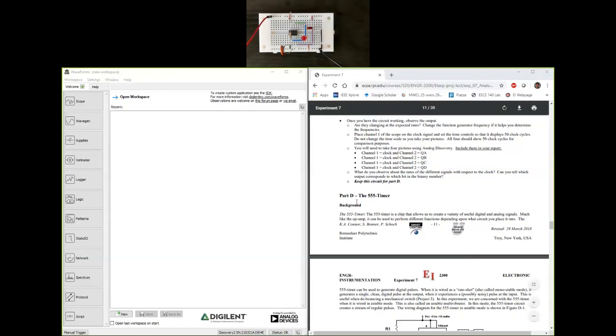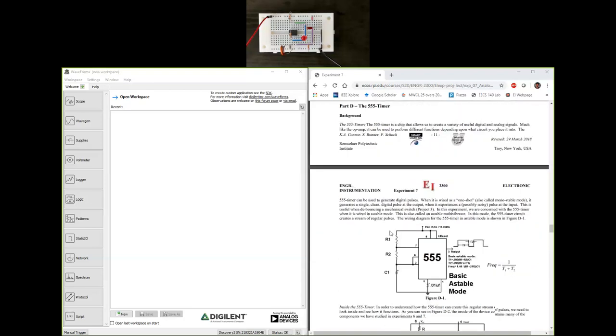So we are talking about the 555 timer, experiment 7, part D, and we are going to build the circuit and take a look at the results, or the square wave generated by that chip, using Waveforms software and the Analog Discovery board.